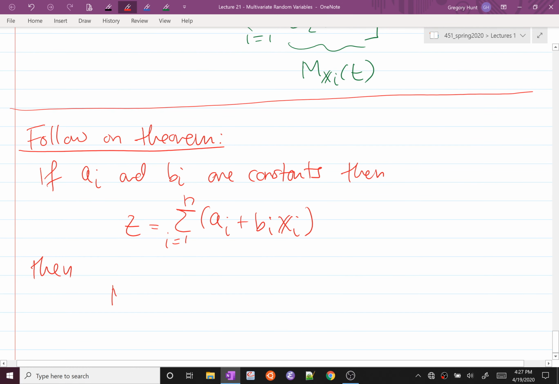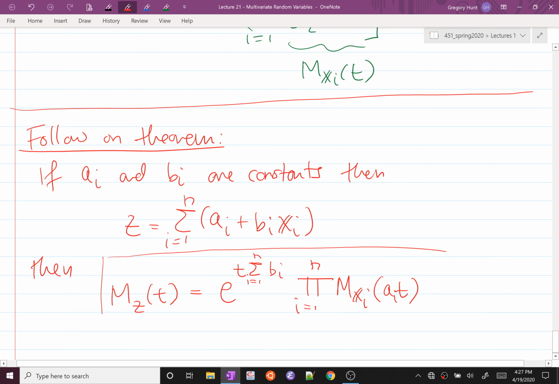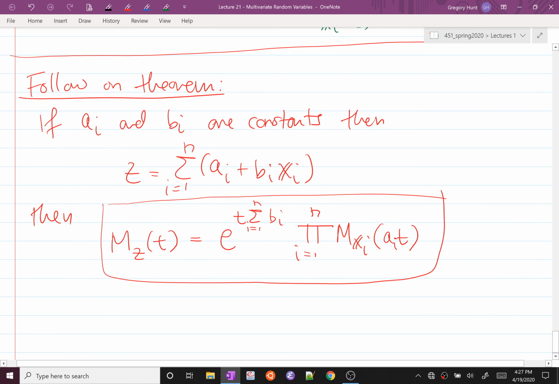And you can think about what the MGF would be. The answer is that the MGF is e to the t times the sum of the b sub i's times the product of the MGFs of the x sub i's. Now, instead of at t, they're at a sub i t. And this is very similar to a theorem we saw back in the nice simple univariate world, where we looked at MGFs of linear functions of random variables. And we got something kind of reminiscent there.